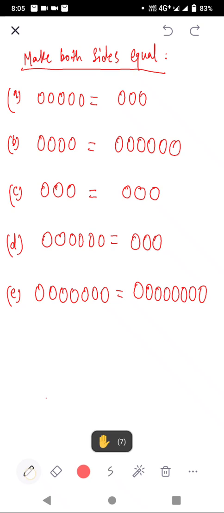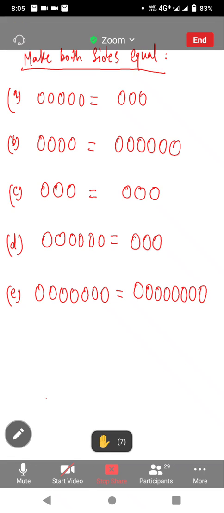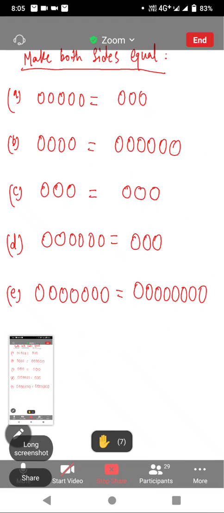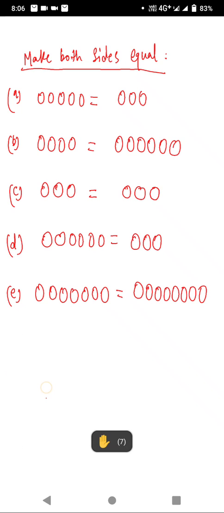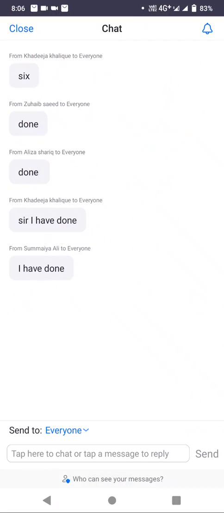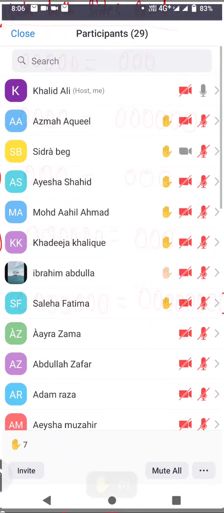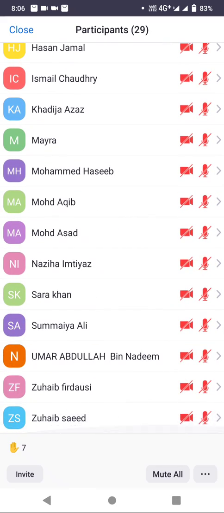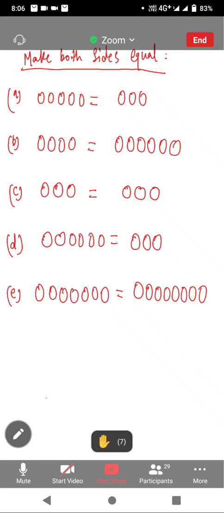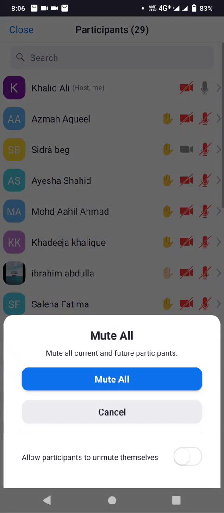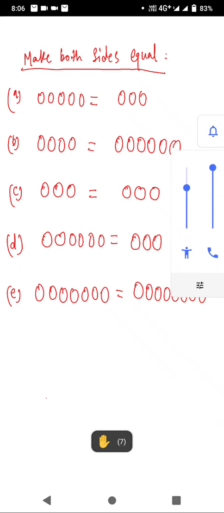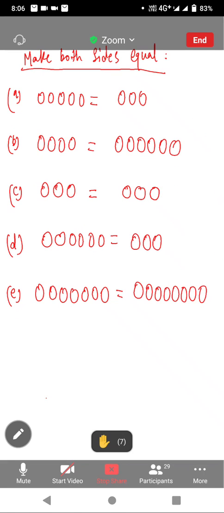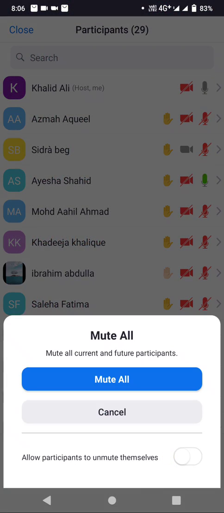Students, do these now quickly. Are you all writing in your notebooks? Yes, sir. Do it quickly. Yes, sir.